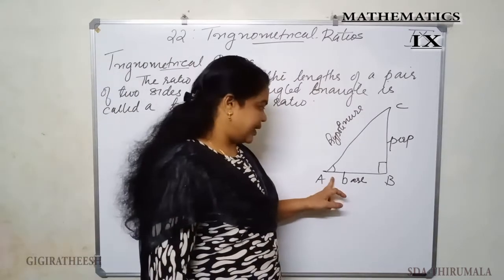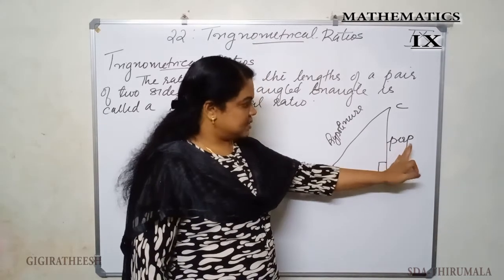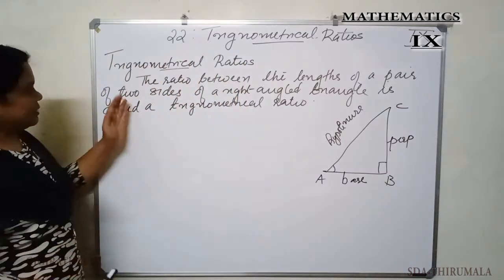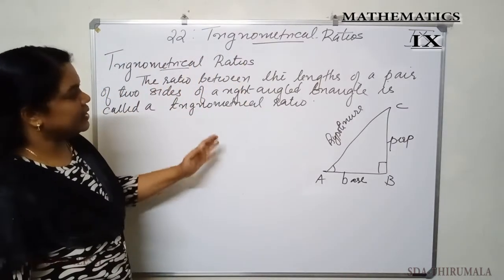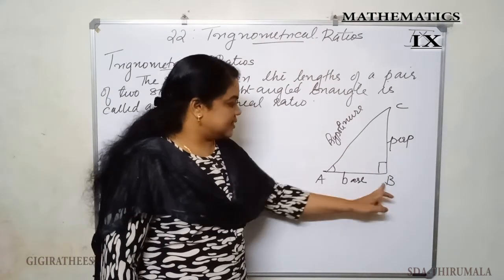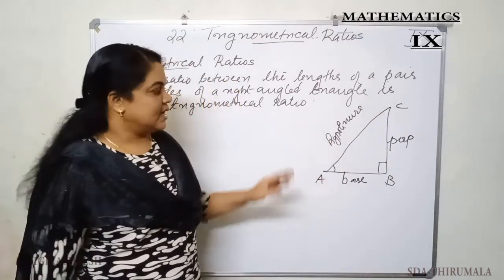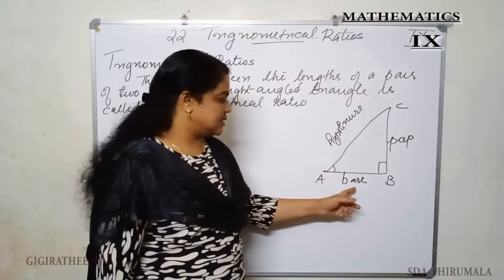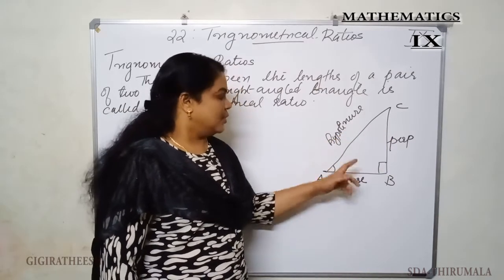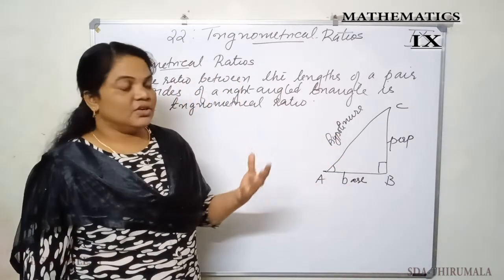A is the angle of reference, and for that this is the base, this is the opposite side or perpendicular, and the third side AC is the hypotenuse. The ratio is between the lengths of two sides: AB and BC are lengths, and the third length is AC. That is, base and perpendicular, or perpendicular by hypotenuse, or hypotenuse by base, or base by hypotenuse, or hypotenuse by perpendicular. These are all ratios of the lengths of the sides.